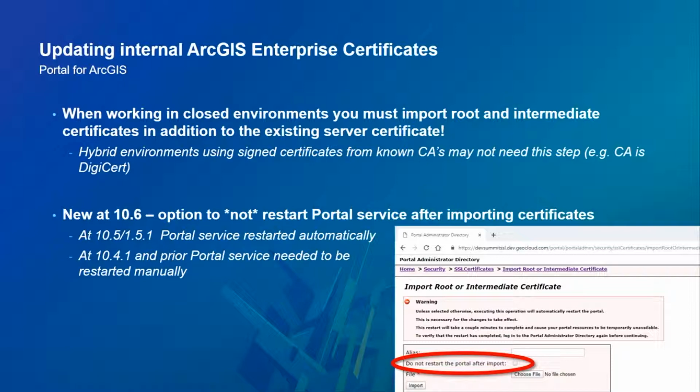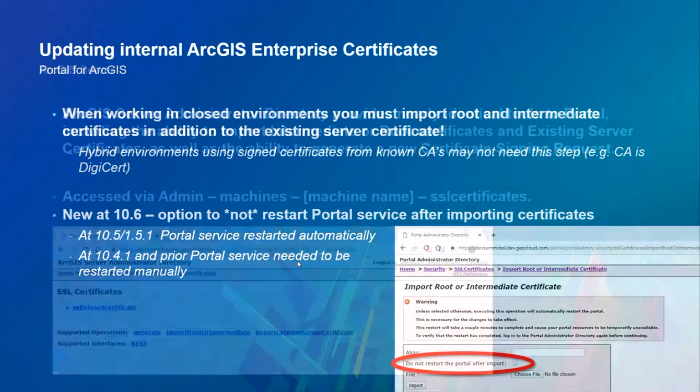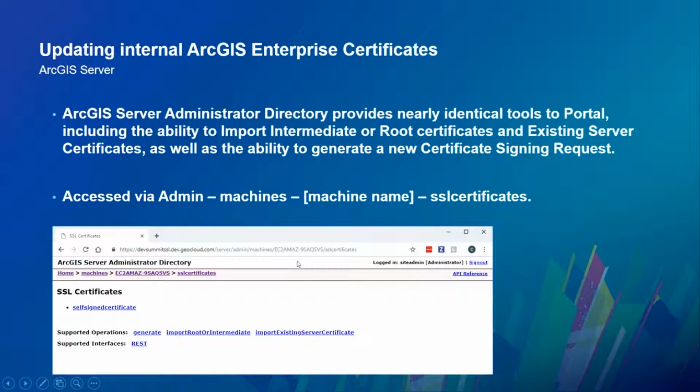So at 10.5 or 10.6, we actually introduced a little button there, if you happen to see it, where you can say, as I'm importing server certificates and their trust, don't restart the portal until I'm all done, until you've got them all in there. So just highlight that. That's a little time saver for some of you that may have worked through this prior to 10.6. If you want to update the ArcGIS Server internal certificates, you can do the same thing. It has an admin API. It looks very similar. You can either import PFX, PKCS12 server certificates along with its trust chain in a similar kind of interface.